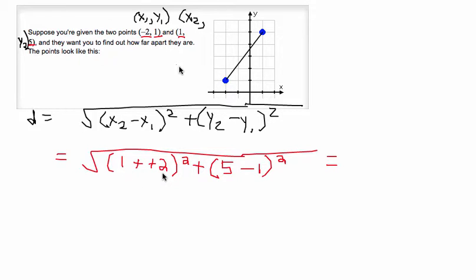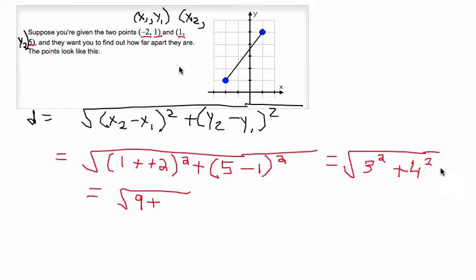1 plus 2 is 3. So 3 squared plus 5 minus 1 is 4. 3 squared plus 4 squared. 3 squared, 3 times 3 is 9, plus 4 squared, 4 times 4 is 16, is equal to 25, and the square root of 25 is 5 units. So the distance between these 2 points is 5 units.